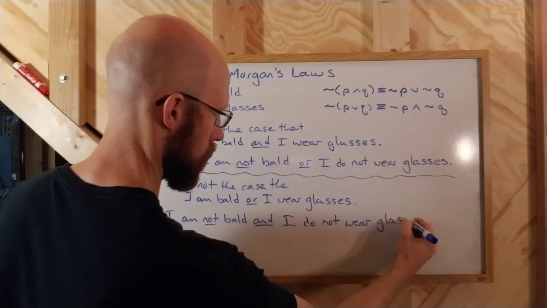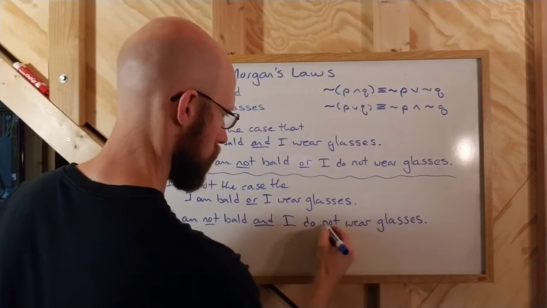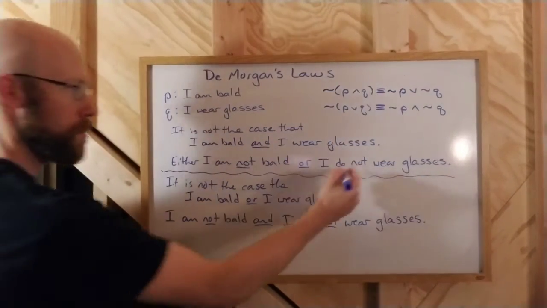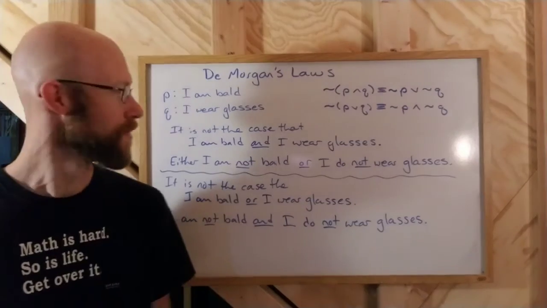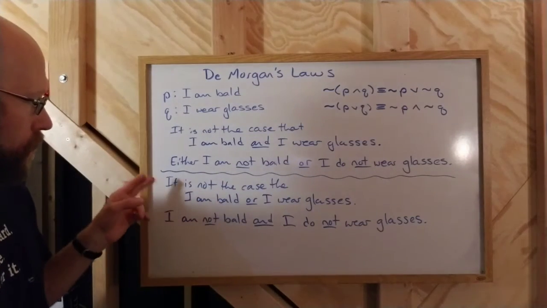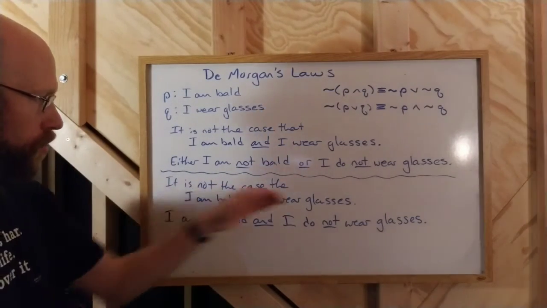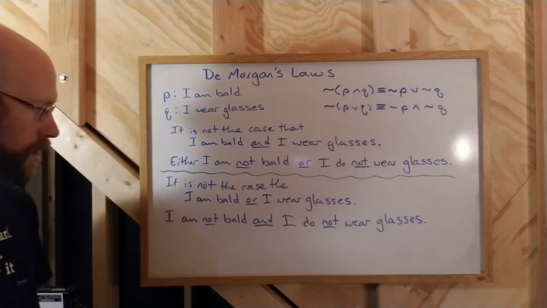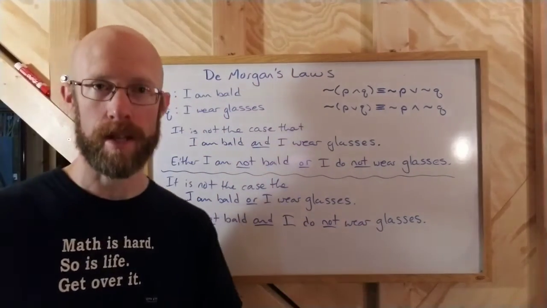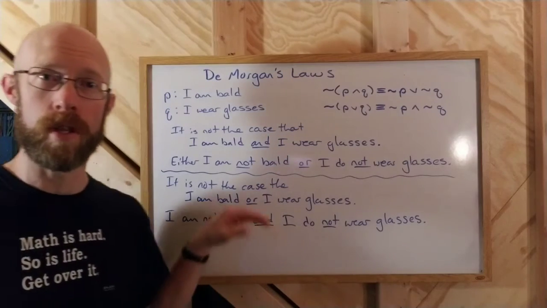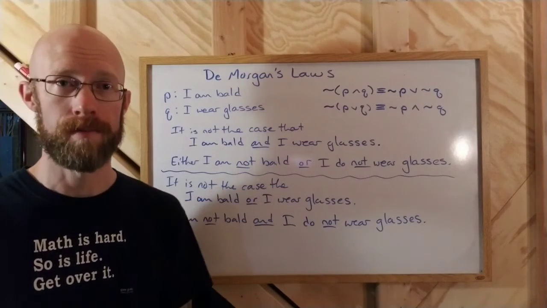Okay. Oh, and I missed a "not." I was trying to underline those key words there. Okay. So here, if you said it is not the case that I am bald or I wear glasses, then you're saying that both of those have to be false. So I am not bald and I do not wear glasses. Okay, so those two statements are equivalent to each other.